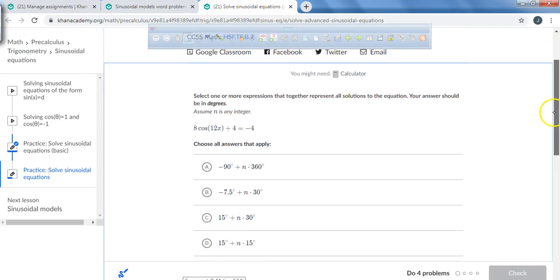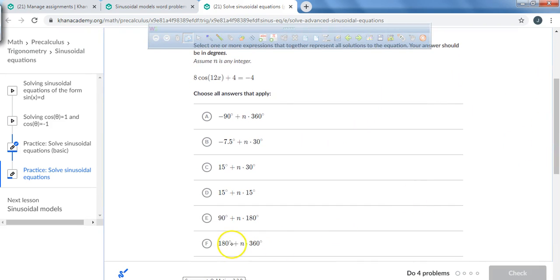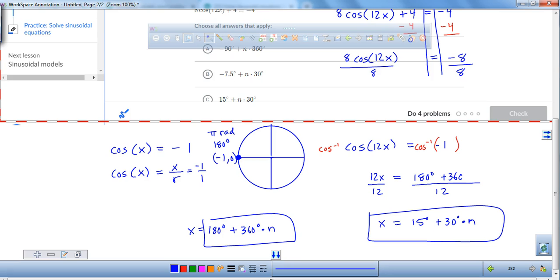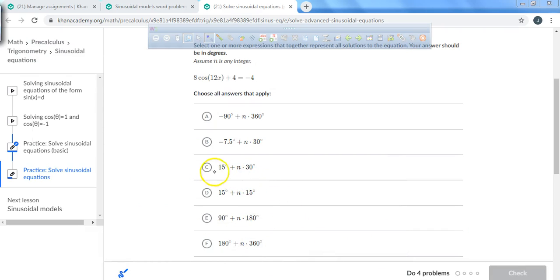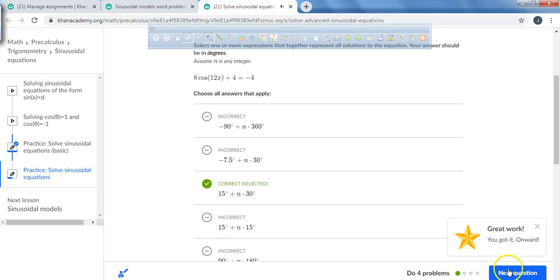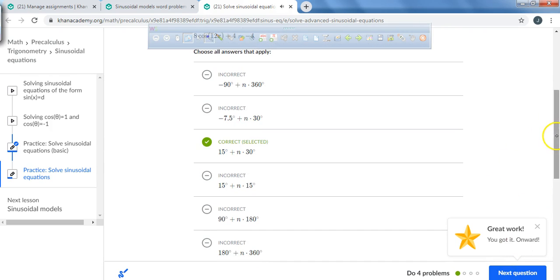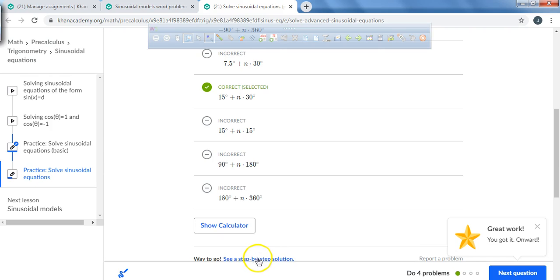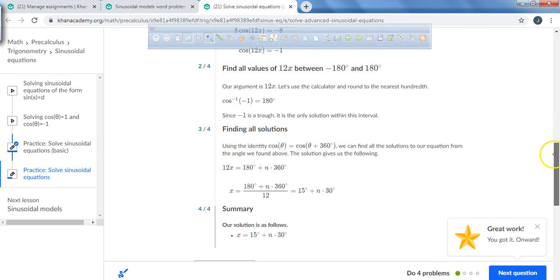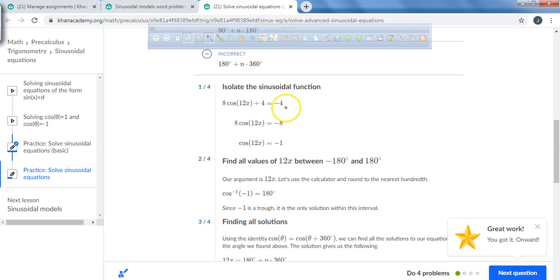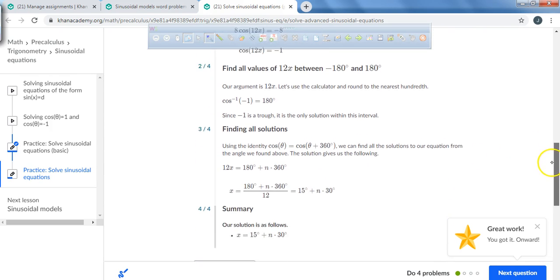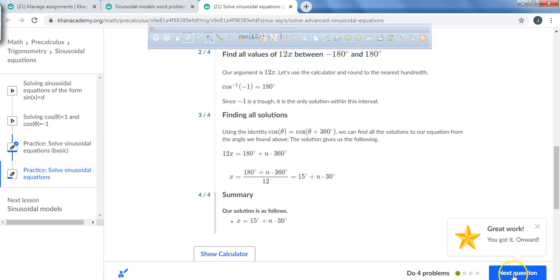So over here, you're going to notice I'm not going to choose the 180 plus n times 360. I'm just going to choose 15 degrees plus 30 times n. Alright, so if you miss one of these, you can certainly go to see a step-by-step solution, and they will show you, again, basically all we did right here was subtract 4, divide by 8, take the inverse, and the only solution that would work every single time would be this one.